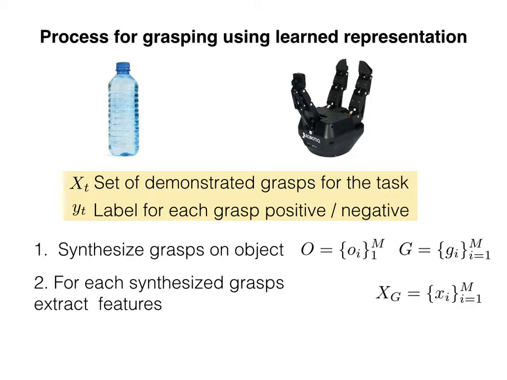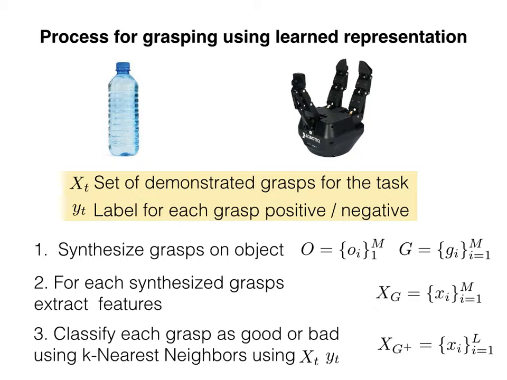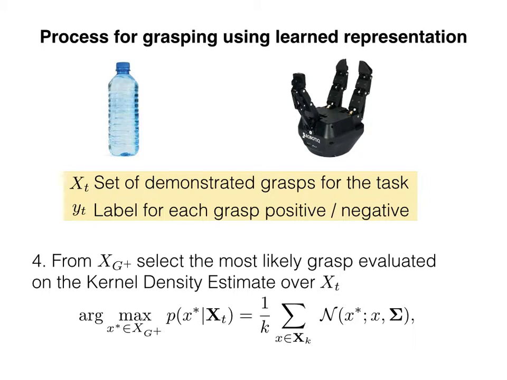And from this set, we want to classify the grasp as either good or bad. We can do this by using K-nearest neighbor in this new representation. We would get out a set of grasps that are good for pouring. Now, from this set of good grasps, we would actually want to pick the best one. And one way of specifying the best one is to form a kernel density estimate over xt.